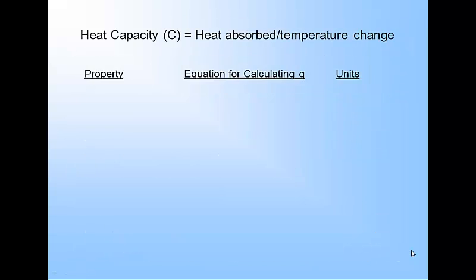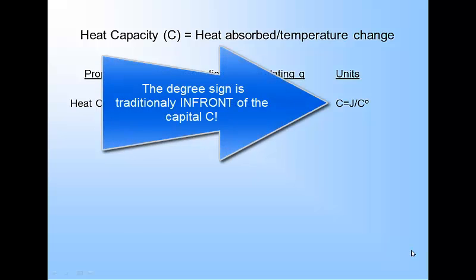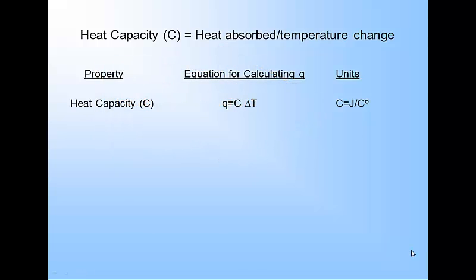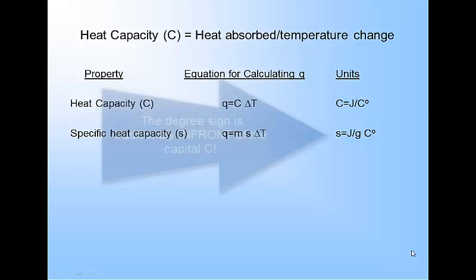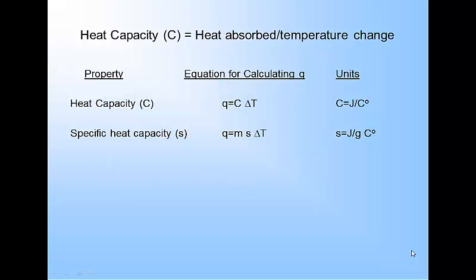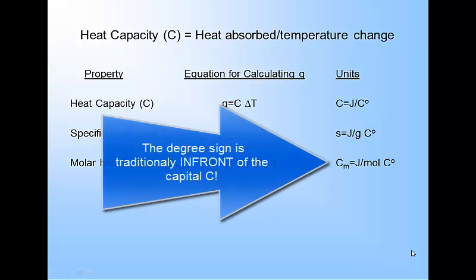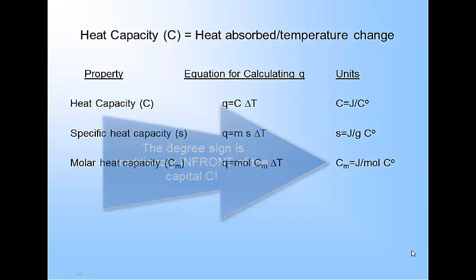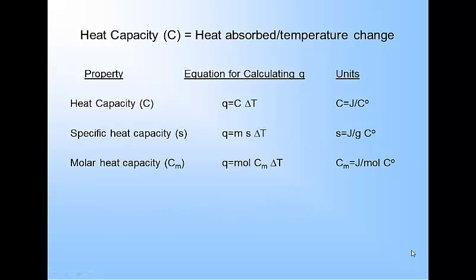Alright, heat capacity is basically the heat absorbed per temperature change. How much energy is absorbed to change the temperature 1 degree? Heat capacity with a capital C, there's the calculations and the units. Specific heat capacity is a small s. You're used to that. We call it MSAT for short. Units of joules per gram degree Celsius. Molar heat capacity, Q is equal to moles of times the molar heat capacity times the change in temperature.